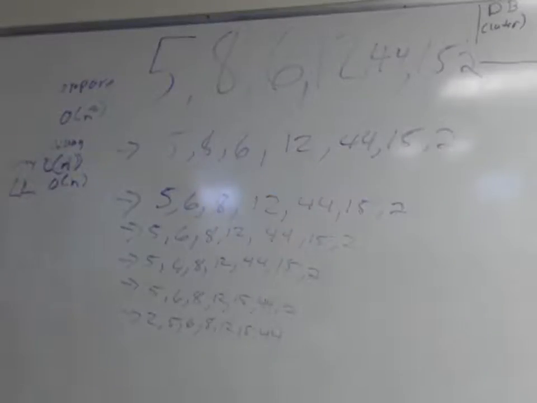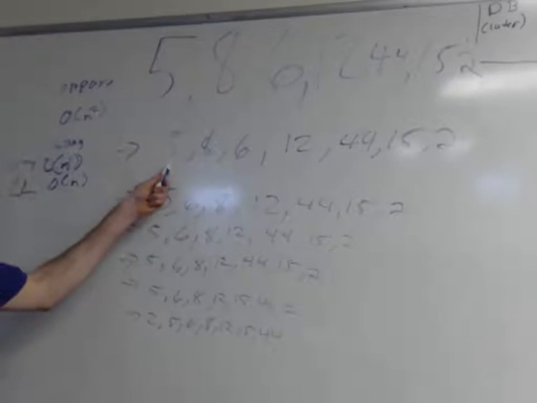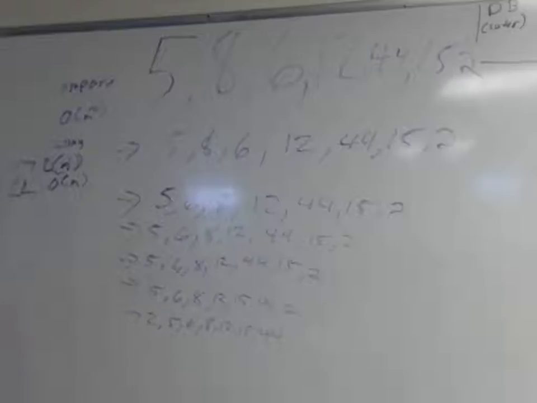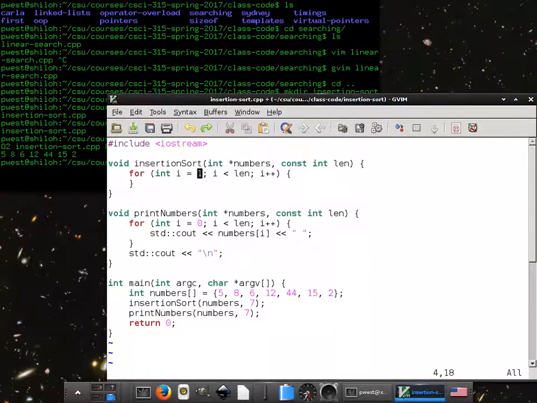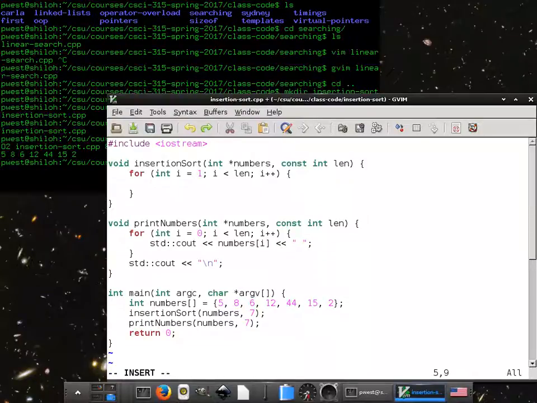Now, do we have to do anything for the first one? No. All right, so it's actually not i equals 0, it's i equals 1, because the list of one element is always sorted.